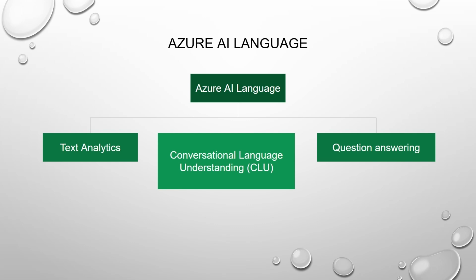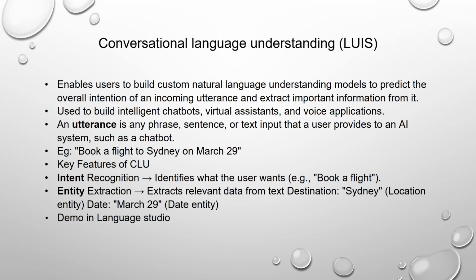Azure AI Language Service has three features. One is text analytics, then there is conversational language understanding, and then question answering. Text analytics we have discussed in the previous video. In this session, we'll be discussing conversational language understanding. Conversational language understanding helps us to develop a custom natural language understanding model.